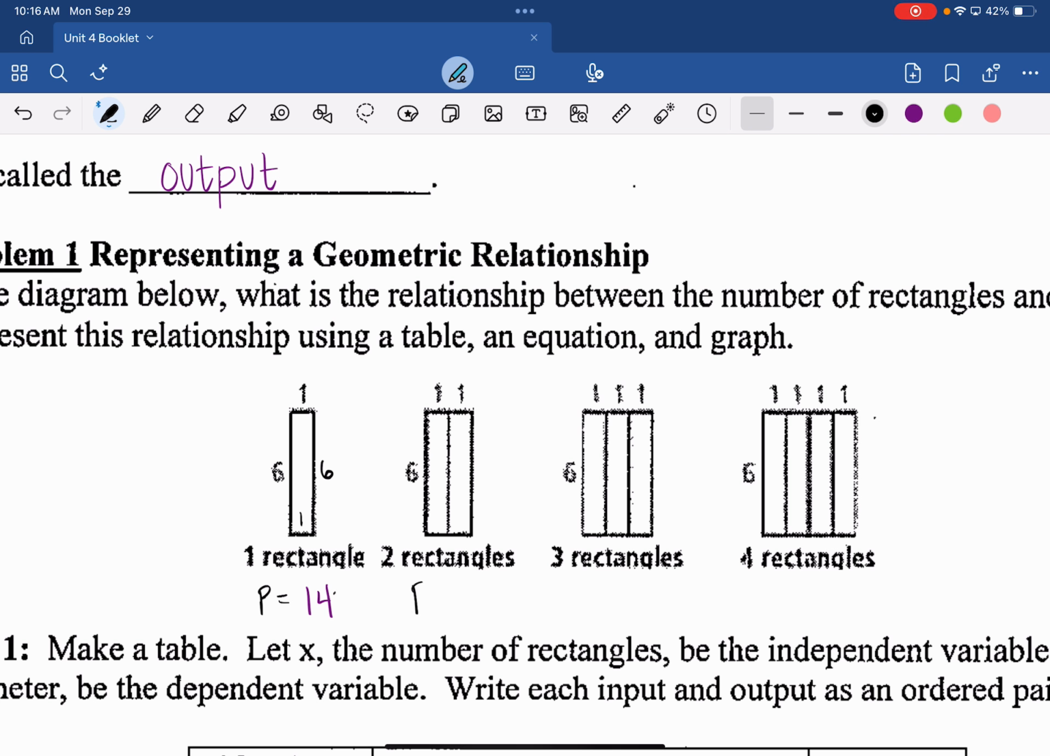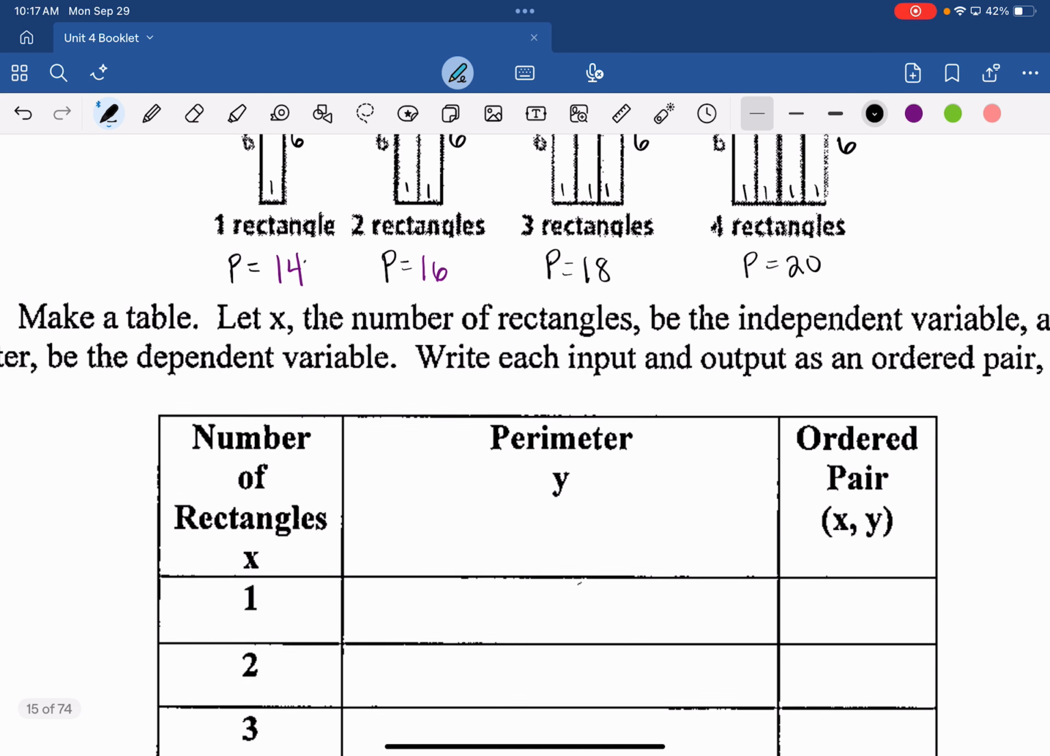Let's try with the next one. Okay, so again, I have these two side lengths I know, so I would add these up. I get 12, 13, 14, 15, 16. I would have 16. Okay, the next one, we would get 18. And the last one, if we add those up, we would get 20. Okay, so you might already kind of notice a pattern here, but if not, that's okay. We'll name it specifically in a minute.